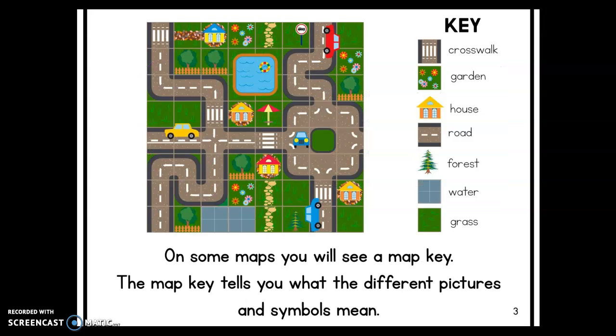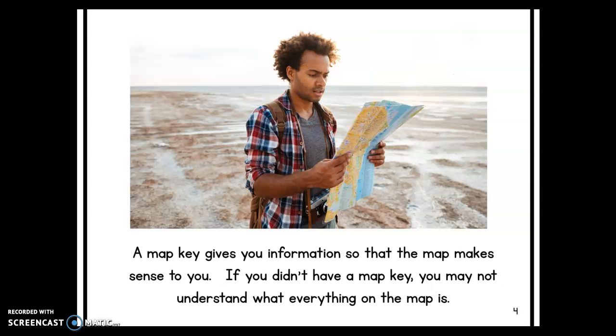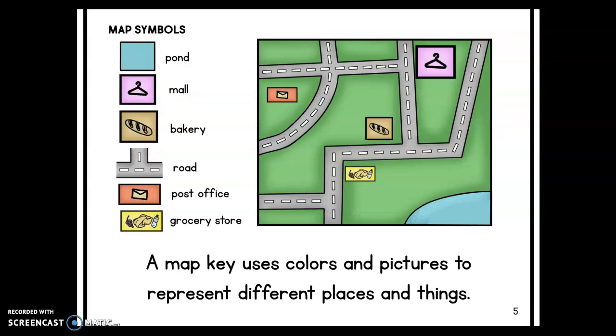On some maps, you will see a map key. The map key tells you what the different pictures and symbols mean. A map key gives you information so that the map makes sense to you. If you didn't have a map key, you may not understand what everything on the map is. A map key uses colors and pictures to represent different places and things.